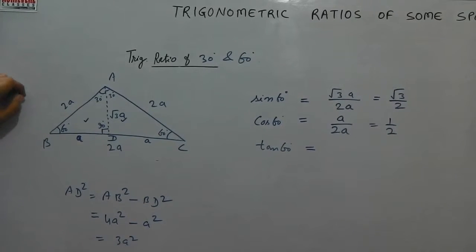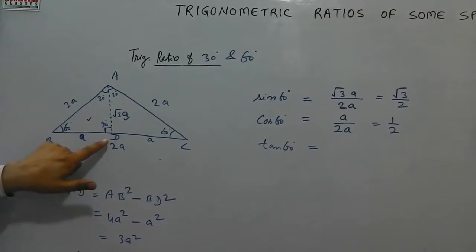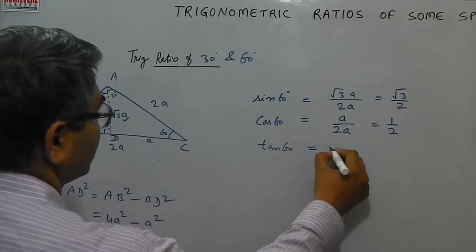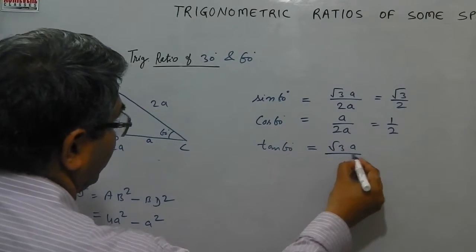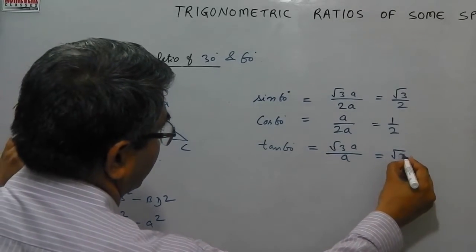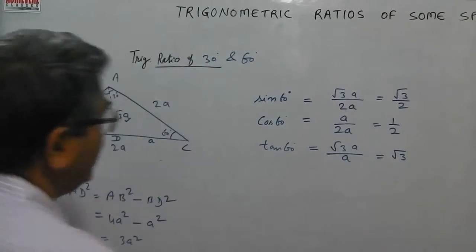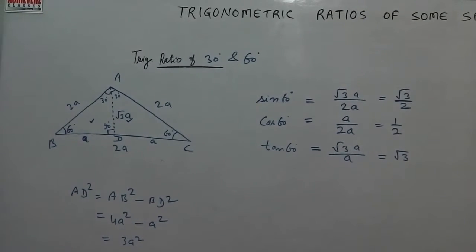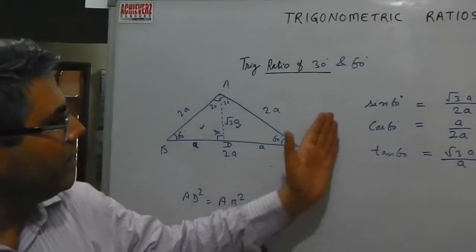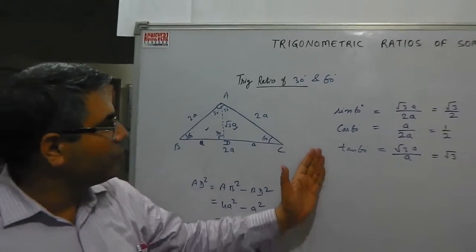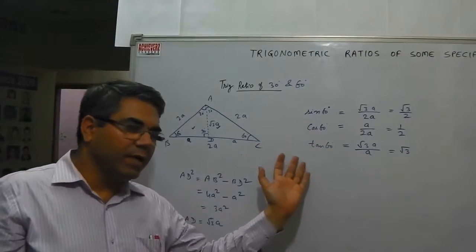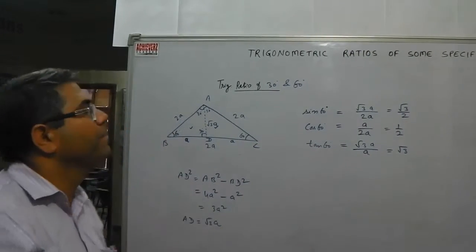Tan 60 will be perpendicular over base. So this is root 3A over A. So it will be root 3. So I'll ask you to find out all the other trigonometric ratios for 60 degree: cosec 60, sec 60 and cot 60.